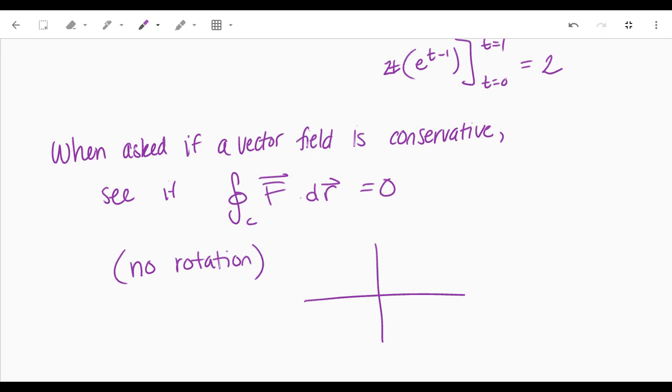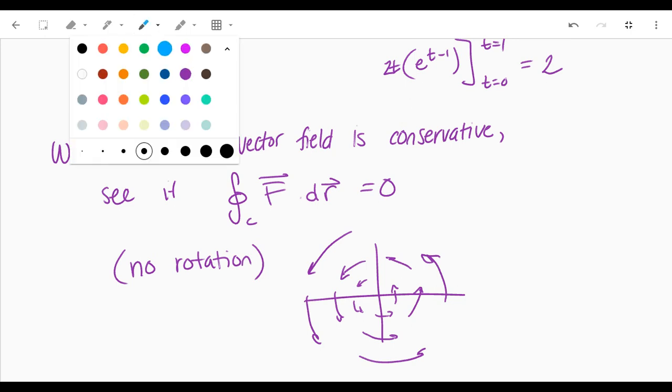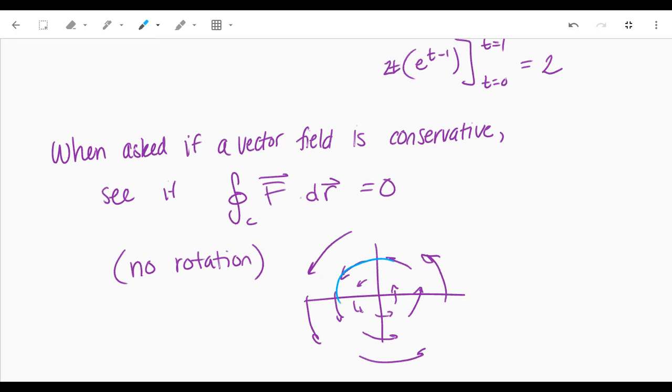If your vector field looks like this, okay, you can see that if your closed curve is a circle, you are going to have a positive integral there. Okay, if this is your closed curve, those arrows are just always going with the path. Okay, if we're oriented the same. Okay, so that's going to give you a positive integral.